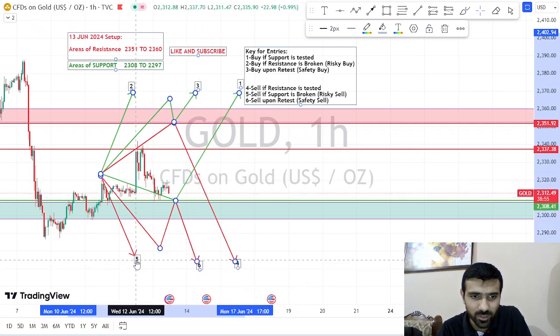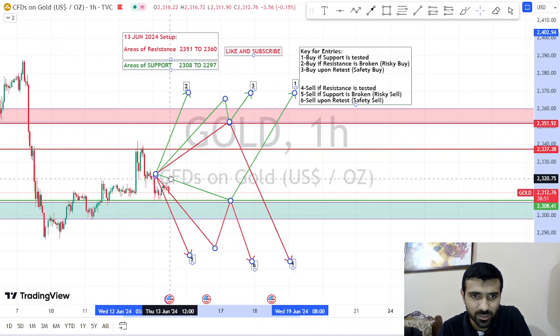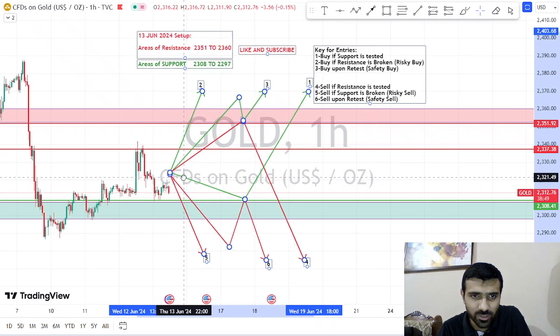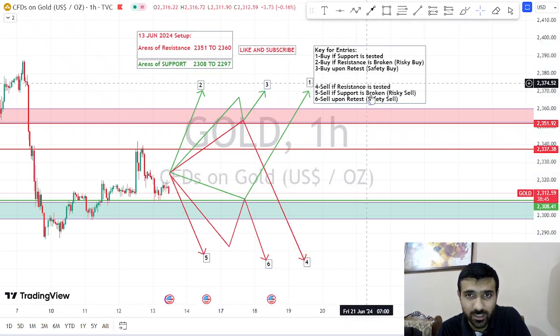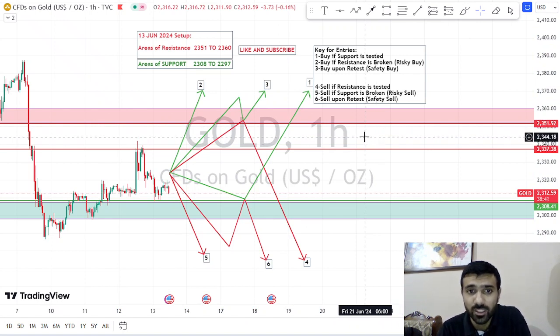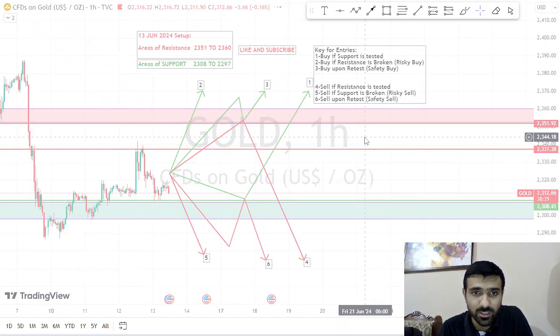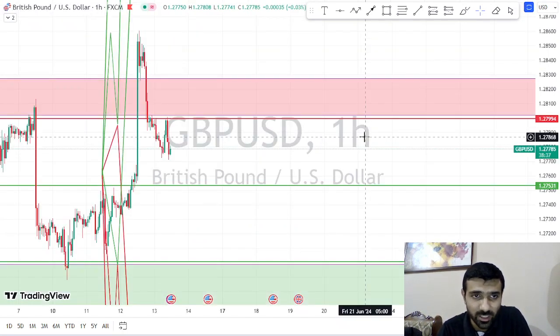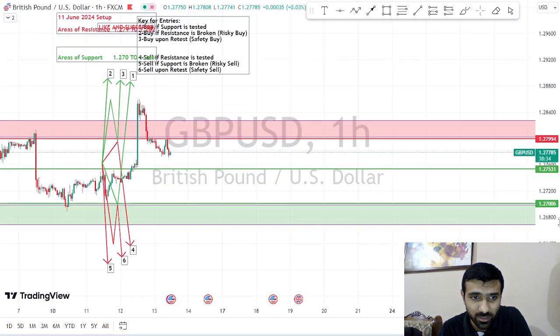Let me move forward the scenarios as market is still trending in between our marked area of major support and resistance. So just follow this key for entries method, and I hope that you guys will be making some good profits. Now let us move forward to the next pair, which is the GBP USD pair, and let us see how did market behave in this pair.